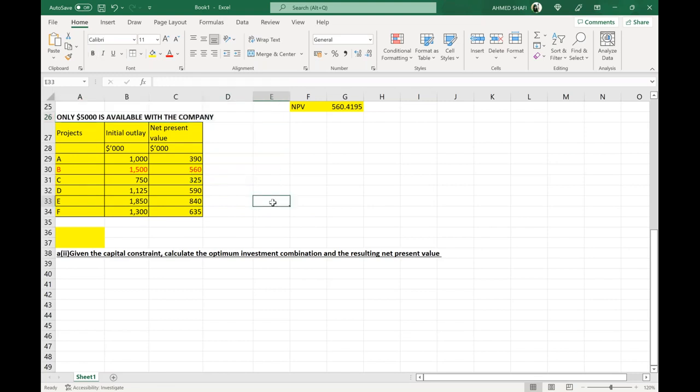Now, if you see companies facing capital rationing, how? There are six projects under consideration, A, B, C, D, E, F. All have positive NPV. So basically, the liking would be that we should opt all projects. What do you think? If all are having positive NPV, we should opt all. But just check here.